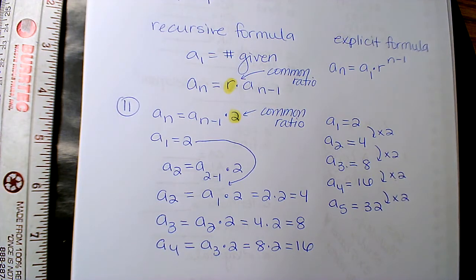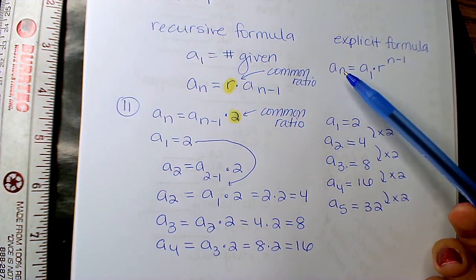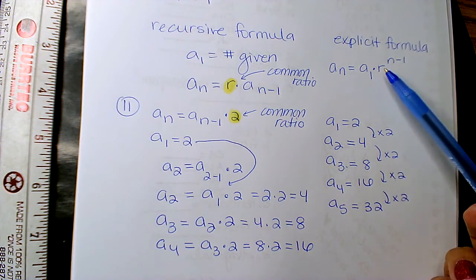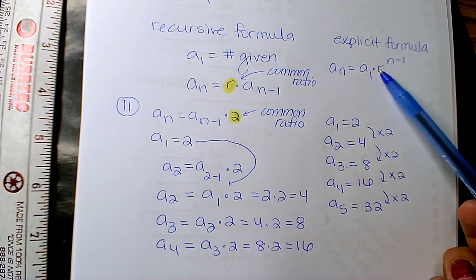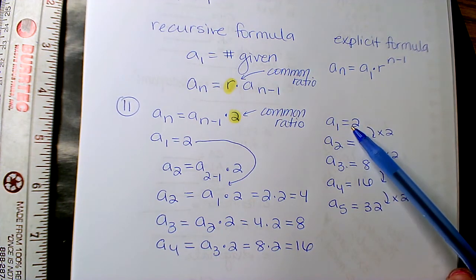Okay, so they want the first 5 terms, then they say, give me the explicit formula. Remember, for explicit formula, you don't substitute here. You need the first term, and you need your common ratio. You have the common ratio, it's 2, and you have the first term, it's 2.